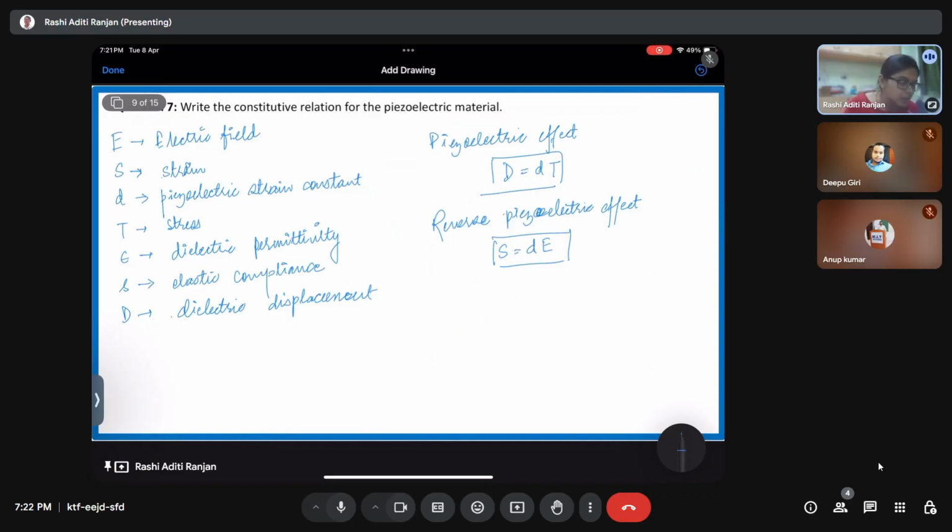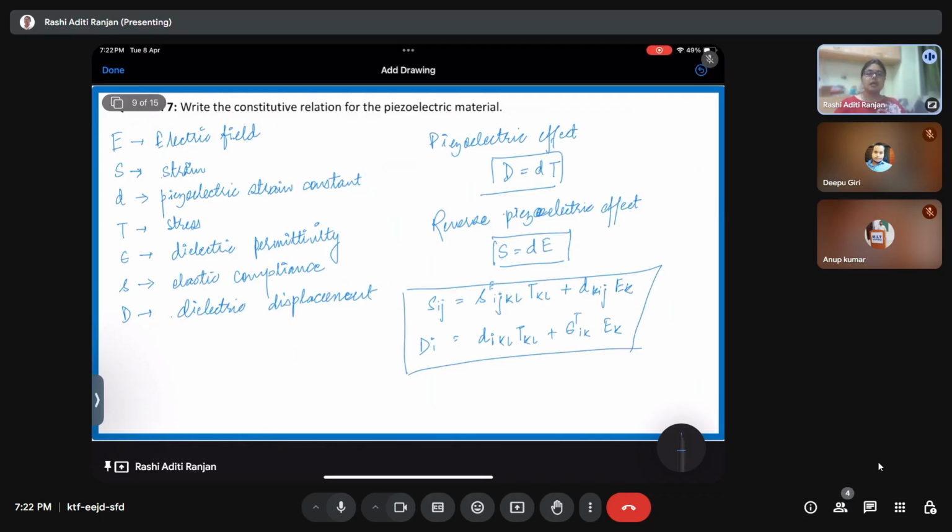Now, if I would write it in the constitutive way, wherein we consider i, j, k in order to consider all three dimensions, it's like S_ij, and D_i is going to be d_ikl T_kl plus, and so on. These are going to be my constitutive relations in terms of i, j, k, l. Okay, I hope this is clear. And anyways, this has also been discussed in the class as well. So we will not be going much into this.